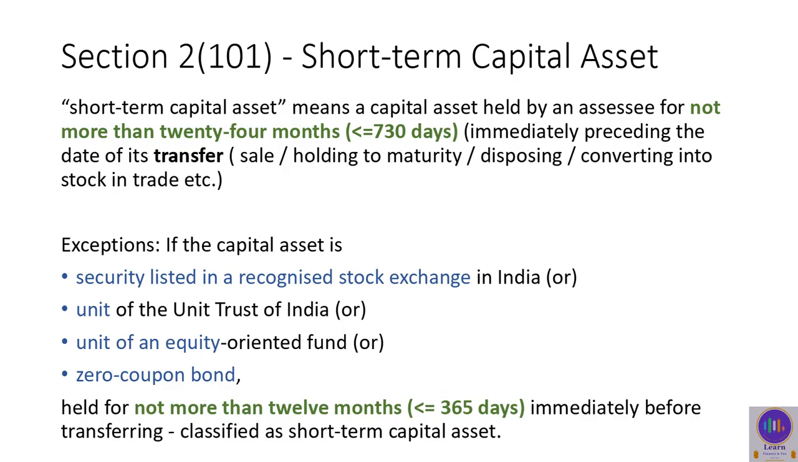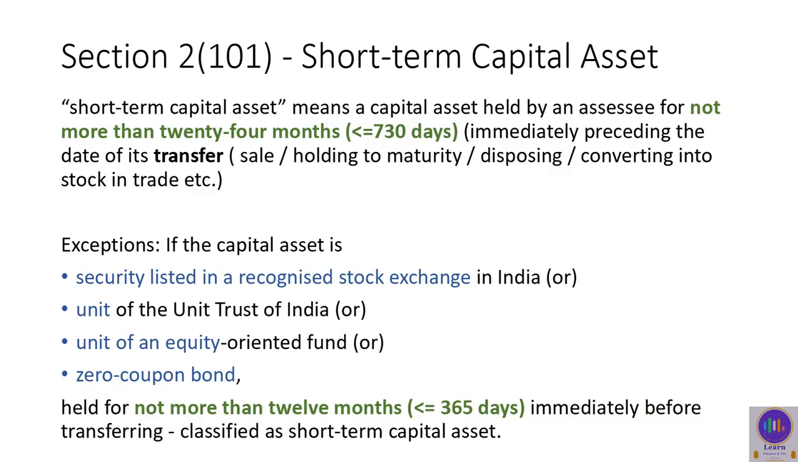When a capital asset is held for less than 24 months, that is 730 days, before transfer, it is short term. Transfer includes sale, holding a financial asset to maturity, converting a capital asset into stock in trade, relinquishing rights, and a lot more. For a few capital assets, the period is 12 months, that is 365 days.